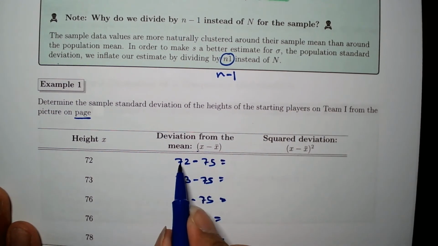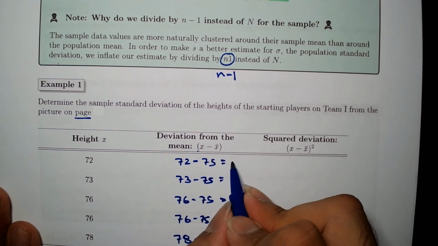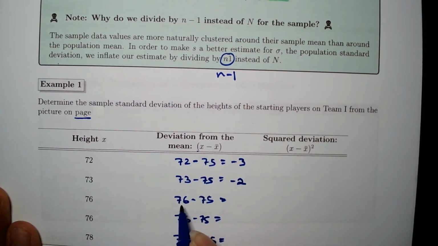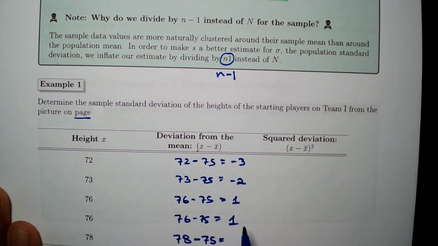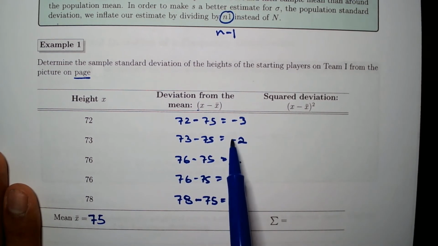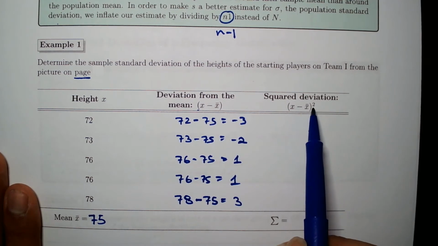So in this case, what do we get? 72 minus 75, that's negative 3. 73 minus 75, that's negative 2. 76 minus 75, that's 1. 76 minus 75, that's also 1. 78 minus 75, that's 3. So now these differences that we computed, we need to square them.